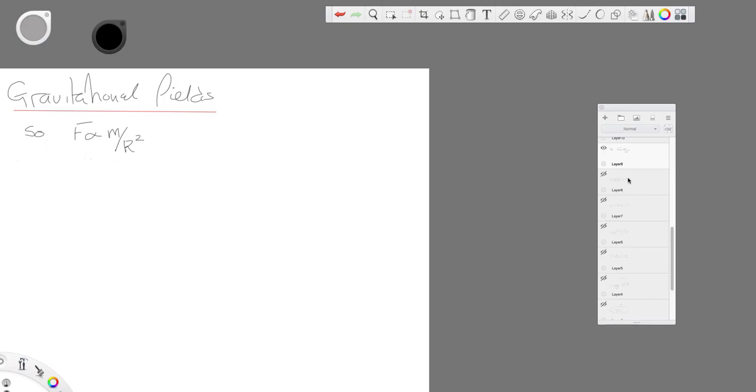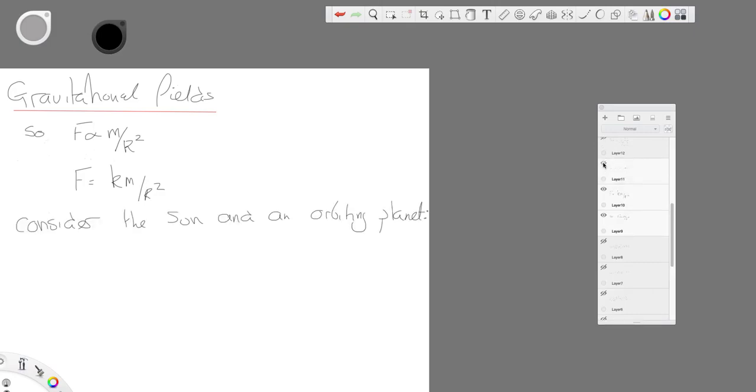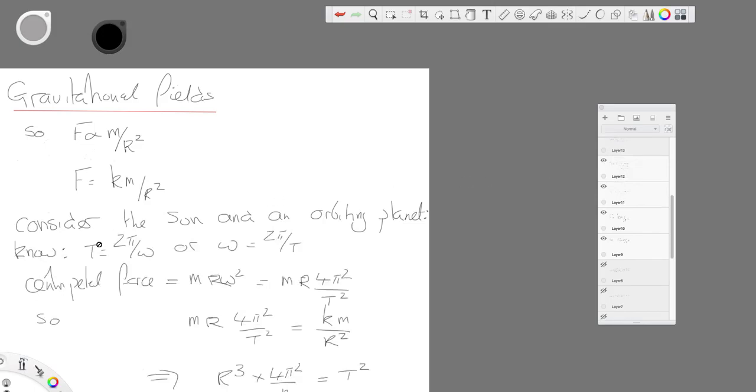Well, there's your mathematical expression. He said that the force of attraction, the centripetal force, is proportional to the mass of the planet and inversely proportional to the square of the radius of the orbit. So the centripetal force, the force of attraction, is equal to some constant times the mass over the square of the radius. That makes sense. Now, let's take the Sun and some orbiting planet. They're moving in circular motion. We know that the period is 2 pi over omega, so omega is 2 pi over T. You've seen all this before with circular motion.